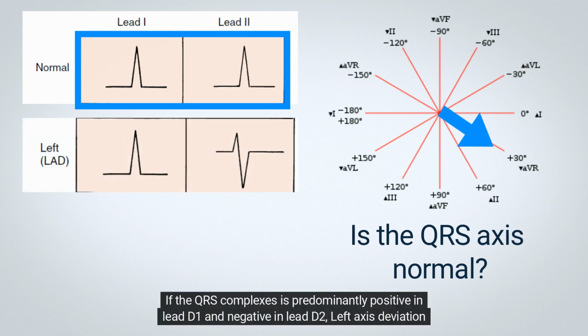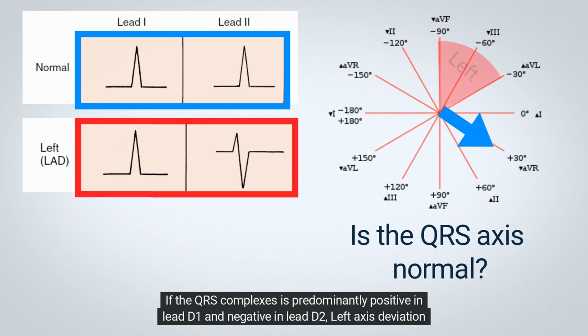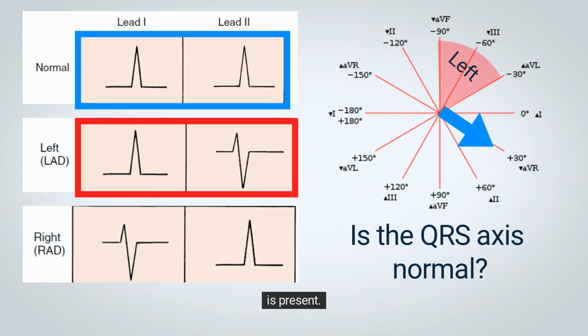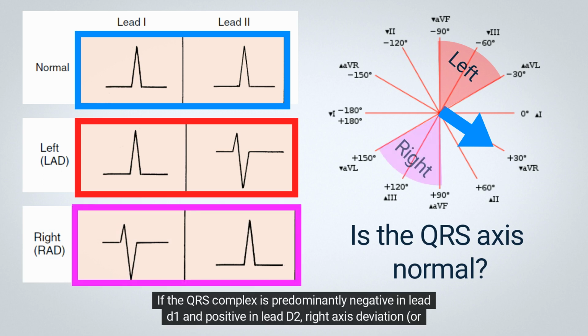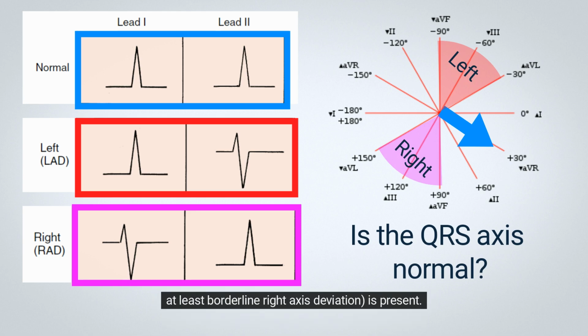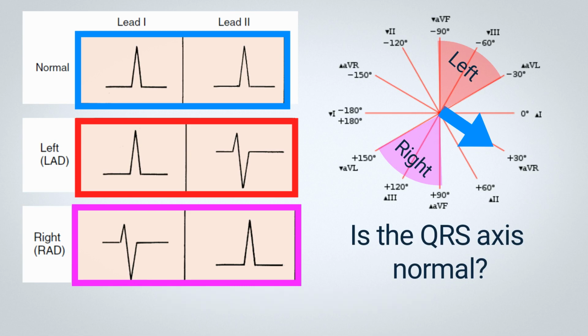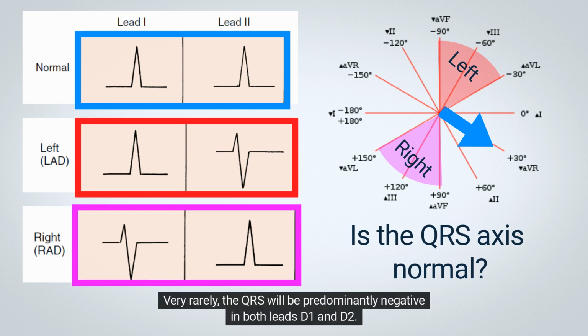If the QRS complex is predominantly positive in lead D1 and negative in lead D2, left axis deviation is present. If the QRS complex is predominantly negative in lead D1 and positive in lead D2, right axis deviation, or at least borderline right axis deviation, is present. Very rarely, the QRS will be predominantly negative in both leads D1 and D2. In such unusual cases, extreme right or left axis deviation will be present.